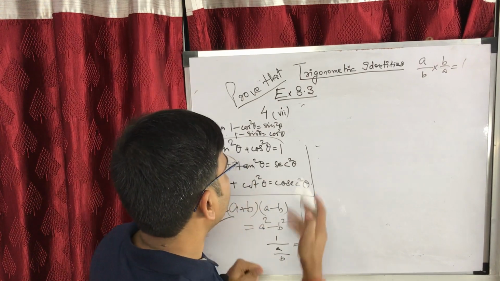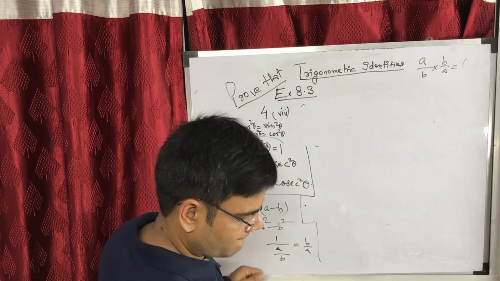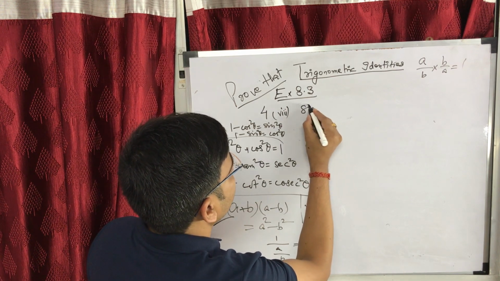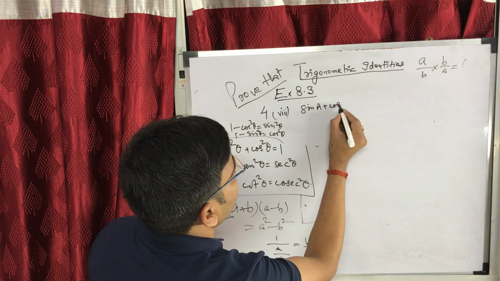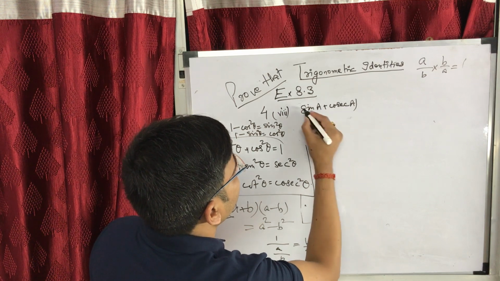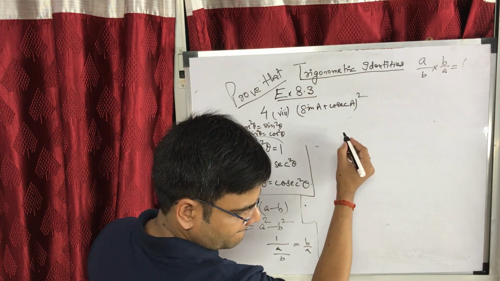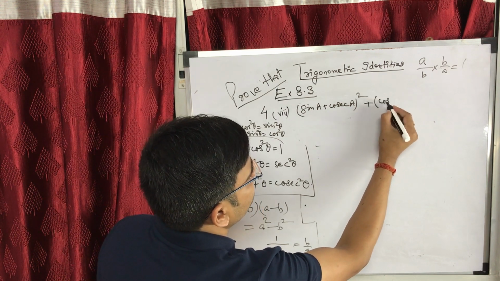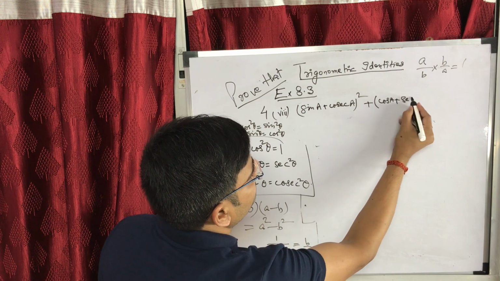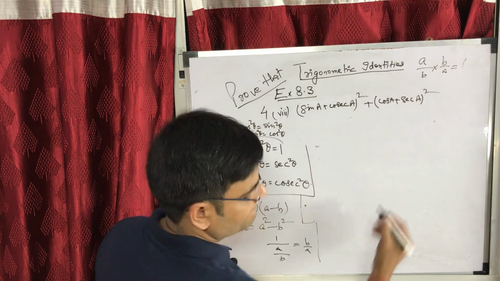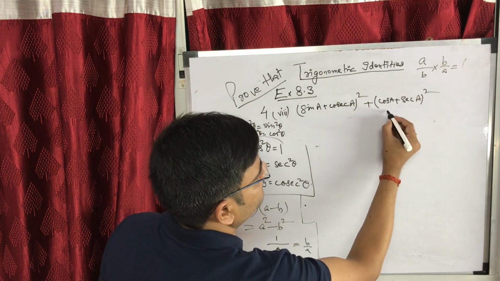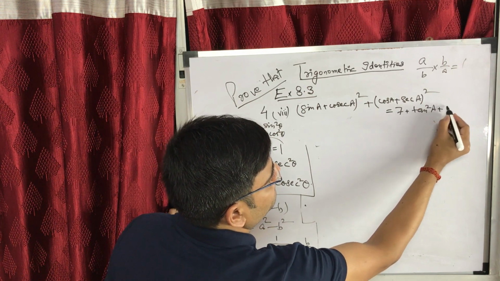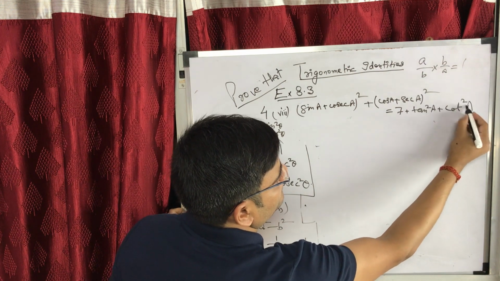Number 8: (sin A plus cosec A) whole square plus (cos A plus sec A) whole square equals 7 plus tan square A plus cot square A.